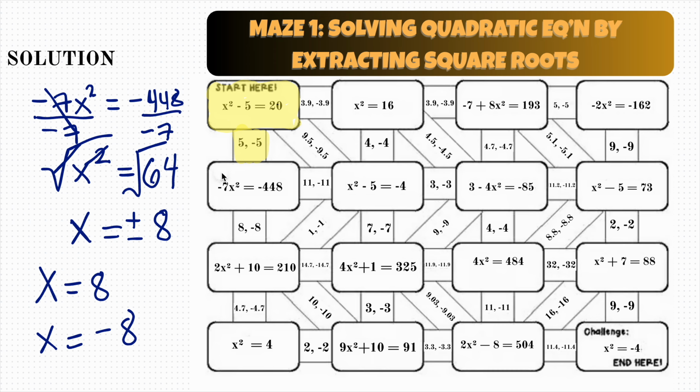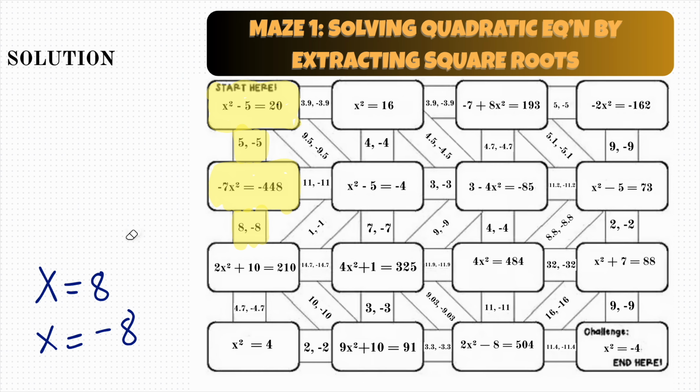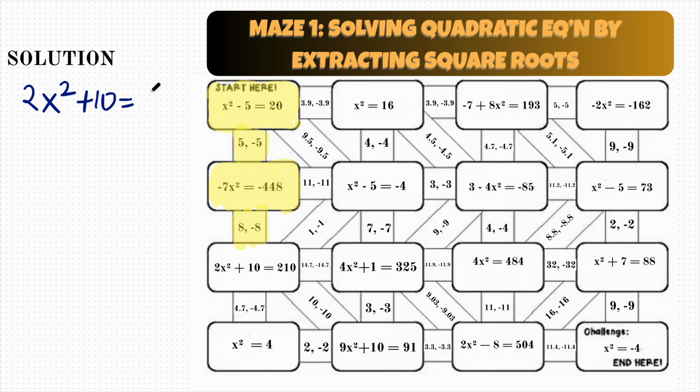Okay, so we have the second question. And as you can see, the answer is positive and negative 8. So let's proceed to the next, or the third question. So the next question would be 2x squared plus 10 equals 210. Okay, so our goal is to isolate this one.